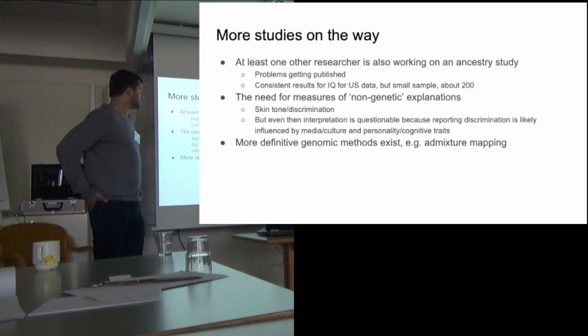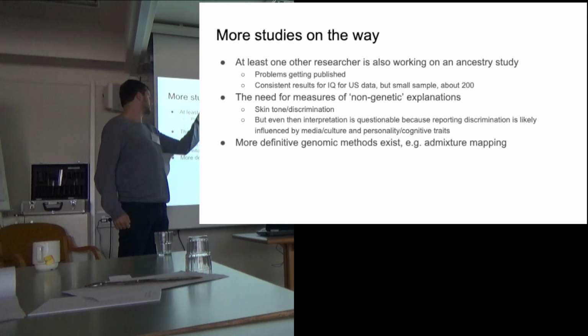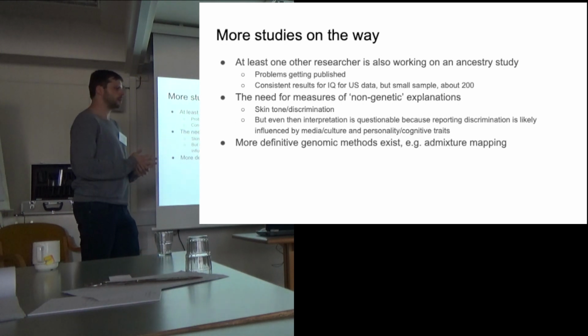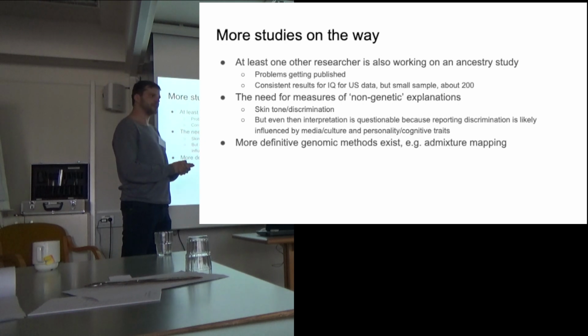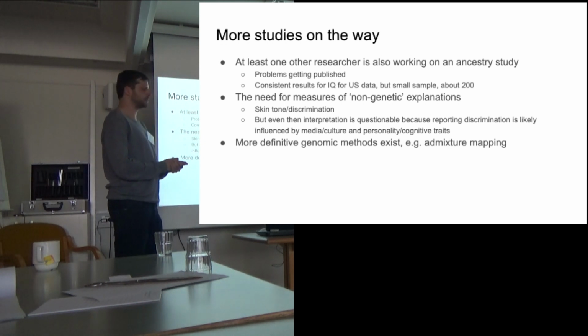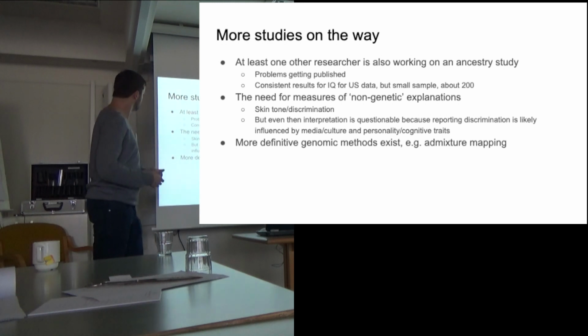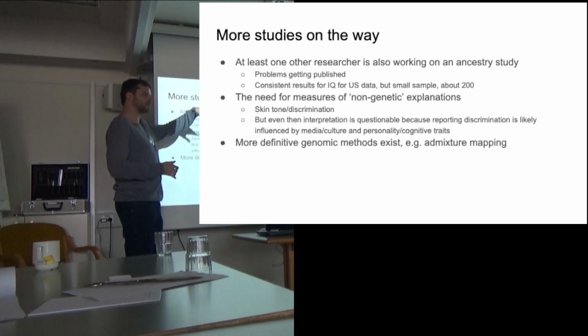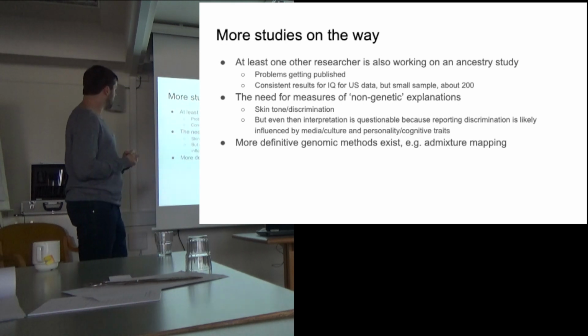There are more studies of these on the way. There's at least one other researcher I found who did a similar study where they collected ancestry from self-reported people from 23andMe online. They just got some people to fill it out, and they have issues getting this published, as you could expect, in Intelligence. So they're going to get desk rejected by our friend Richard Haier. But they also got consistent results for IQ, but the sample size is small, like 200. I'm not naming it now because I did not get an agreement from him to name it.